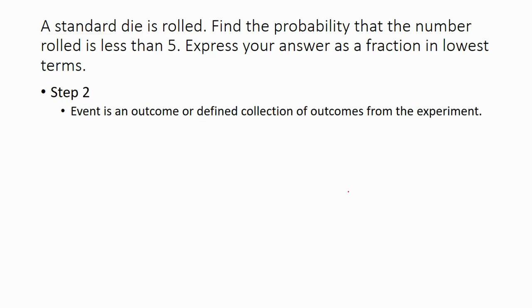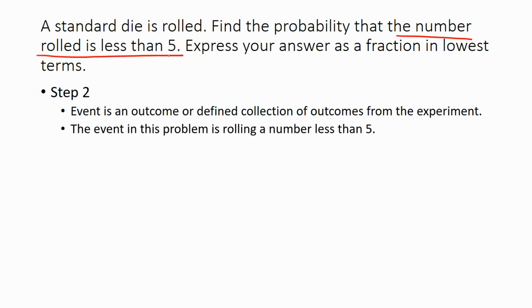Let's go with step 2. Step 2 was talking about the event. Now remind yourself the definition of an event. An event is an outcome or defined collection of outcomes from the experiment. Now our experiment is rolling the die, but what do we want to know about rolling the die? Well, we want to find the probability that the number rolled is less than 5. So that is our event in this problem. The event is actually rolling a number less than 5.